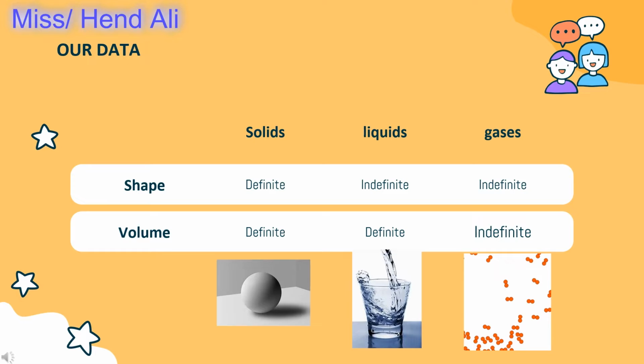Now let's talk about the volume. Volume means that the object occupies a space. Solids occupy the same space no matter where you put it. So solids have definite volume. Liquids have definite volume as well. So the liquids have indefinite shape but definite volume. Gases have indefinite volume. So solids have definite shape and definite volume. Liquids have indefinite shape and definite volume. Gases have indefinite shape and indefinite volume.